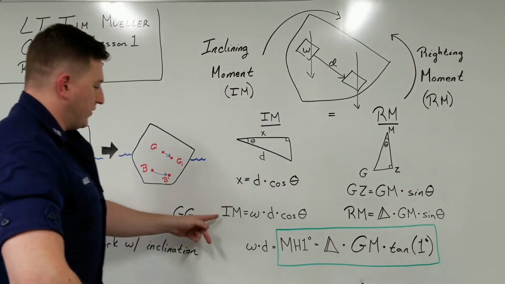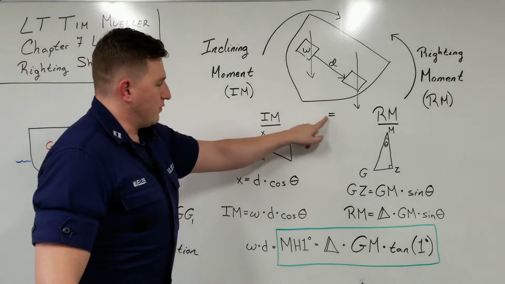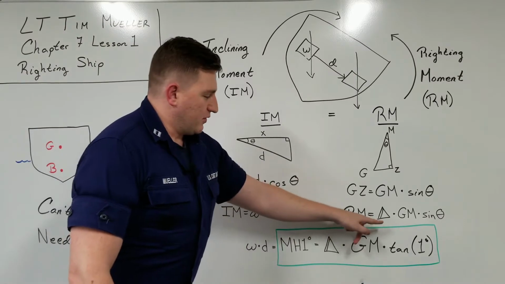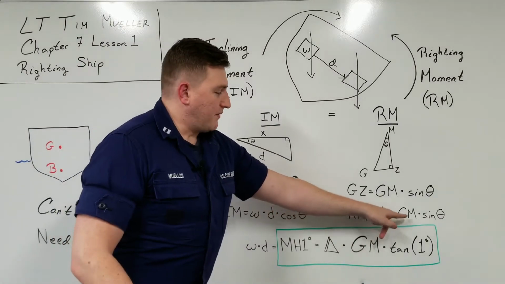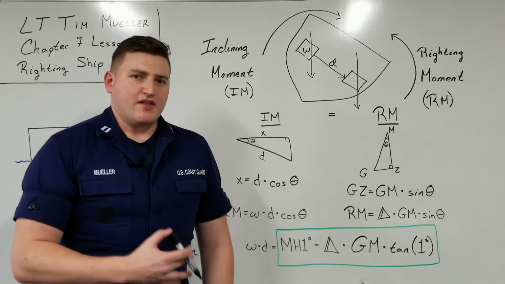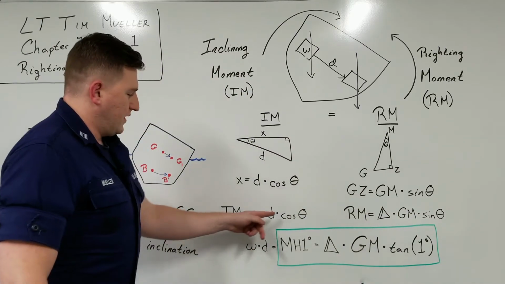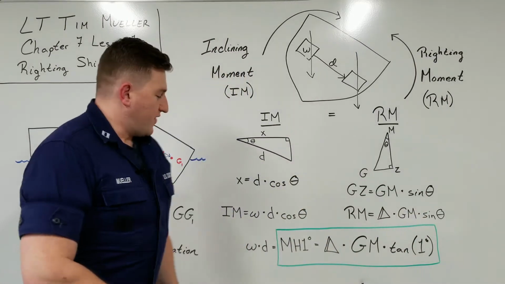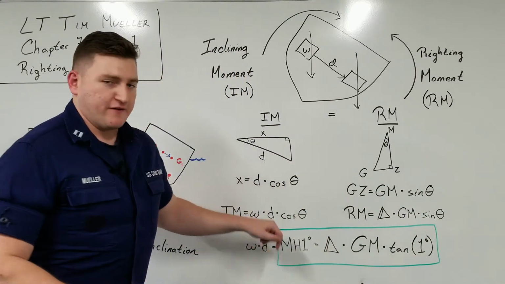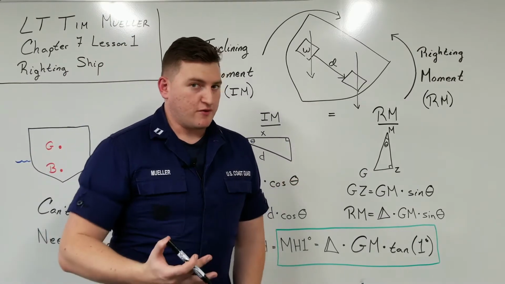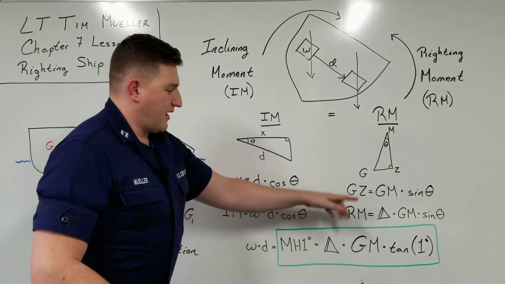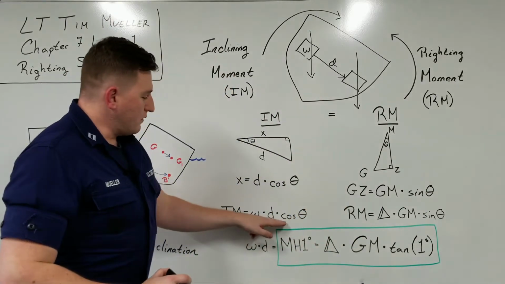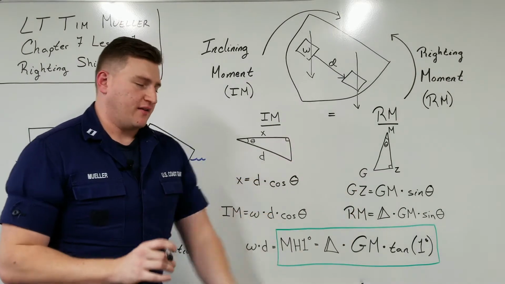So if we set them equal to each other, IM equals RM, so W times D times cosine theta equals displacement times metacentric height times sine of theta, and then start to manipulate that. All we have to do is divide both sides by cosine of theta, and then we'll get an expression that's going to tell us how much of a horizontal shift in some sort of a weight will give us, or it'll actually tell us at what equilibrium point we'll have the ship finally settle out at.